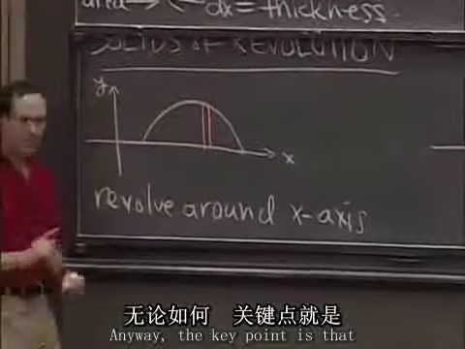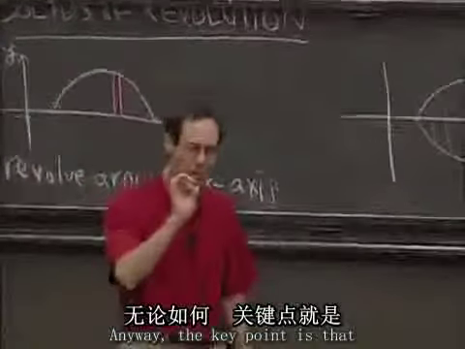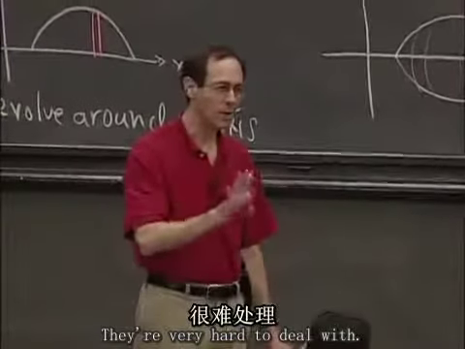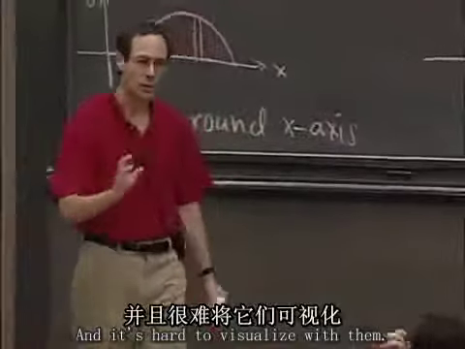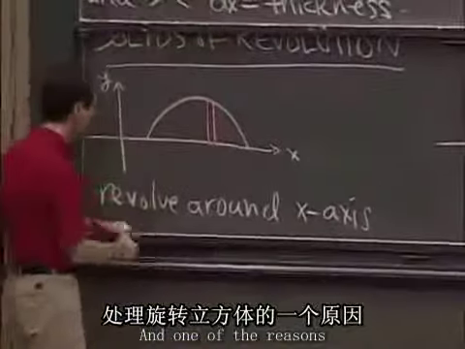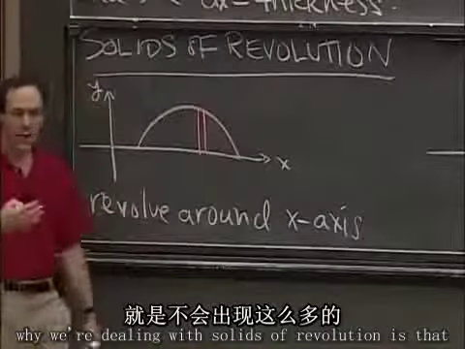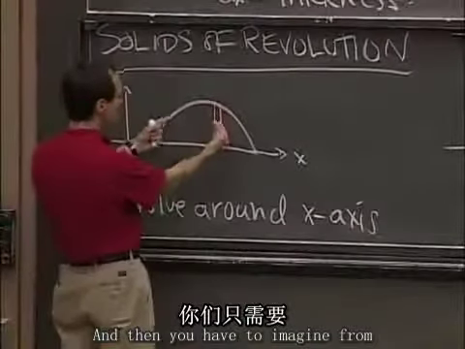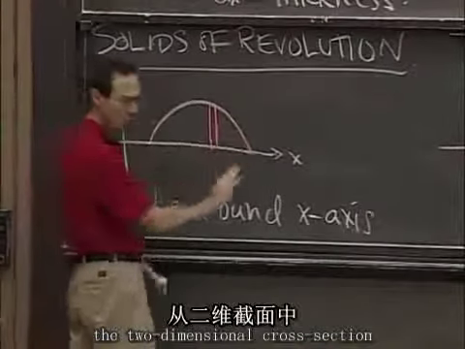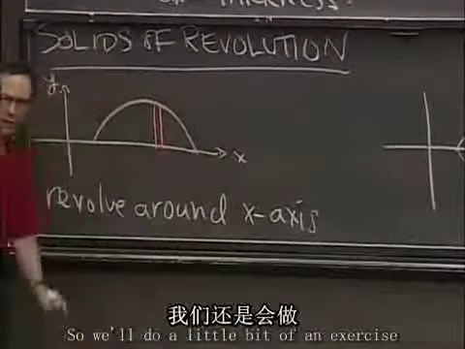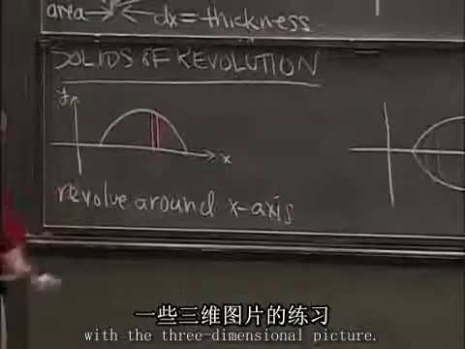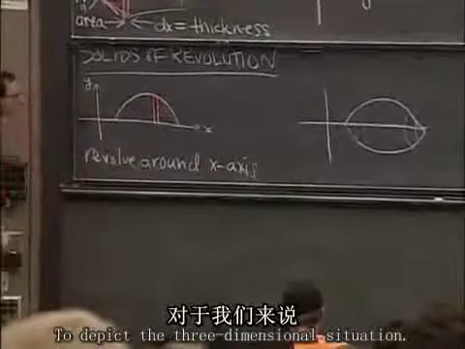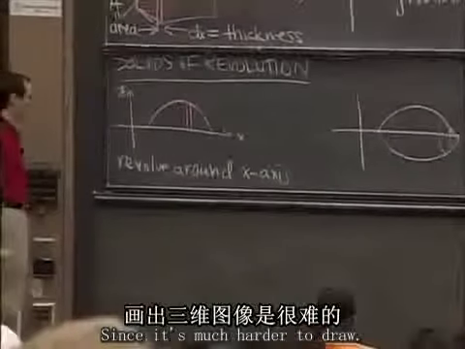Anyway, the key point is that you never really have to draw a 3D picture. And 3D pictures are awful. They're very hard to deal with, and it's hard to visualize with them. And one of the reasons why we're dealing with solids of revolution is that we don't have as many visualization problems. So we're only going to deal with this, and then you have to imagine from the two-dimensional cross-section what the three-dimensional picture looks like. So we'll do a little bit of an exercise with the three-dimensional picture, but ultimately you should be getting used to drawing 2D diagrams always to depict the three-dimensional situation, since it's much harder to draw.